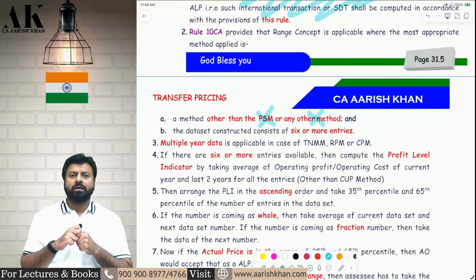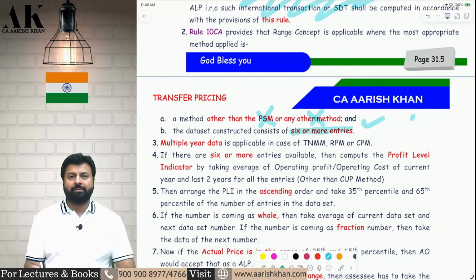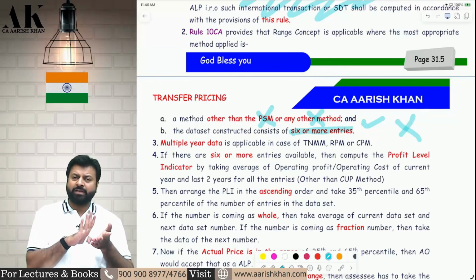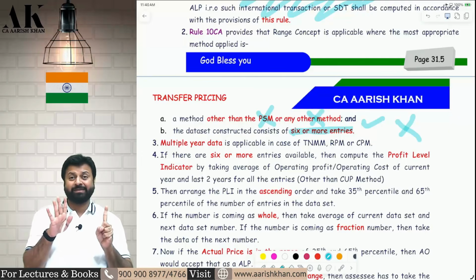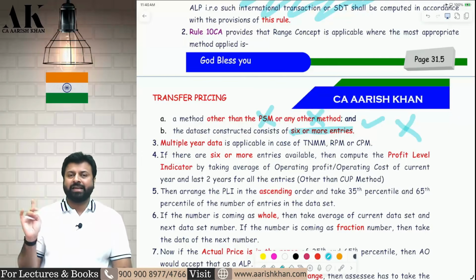Plus, the number of entries that you get in the market should be at least 6 or more. Then only range concept is applicable. Otherwise, range concept is not applicable. These 2 things you have to keep in mind before going ahead. So to apply range concept, your method should be one of the 4 methods, and you need at least 6 entries from the industry, where a similar transaction is done by people with their unrelated party. At least 6 company data should be there. 7 is okay, 10 is okay, 15 is okay, but at least 6 has to be there.